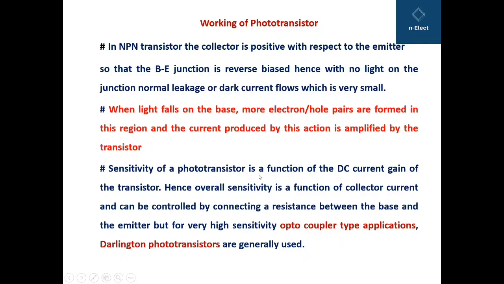The sensitivity of a phototransistor is a function of the DC current gain of the transistor. Hence, overall sensitivity is a function of collector current and can be controlled by connecting a resistance between the base and the emitter. But for very high sensitivity, in optocoupler type applications, Darlington phototransistors are generally used.